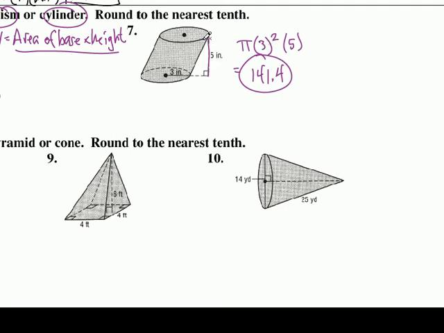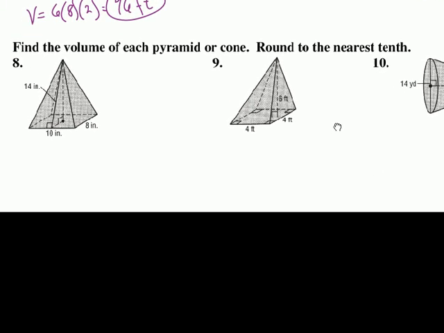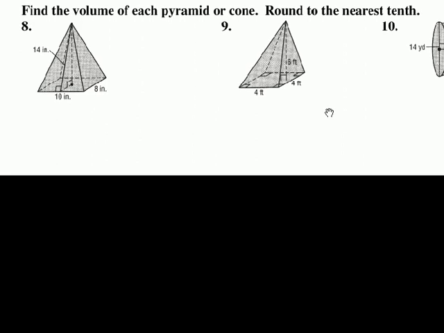Area of the base times the height. Easy for cylinder and prism. Area of the base times the height. That's how you find the volume. Now, what about a pyramid or cone? If you remember, it's the same volume as it would be if it was a prism or a cylinder, except for one exception. This takes up 1/3 of what the prism would be.